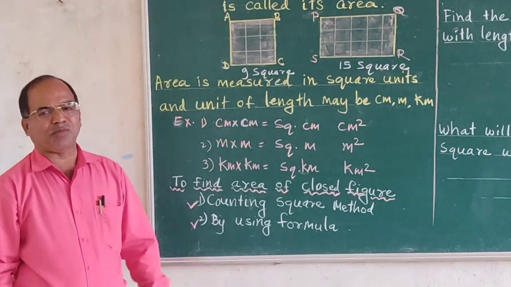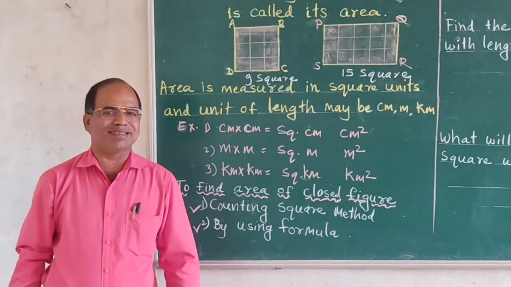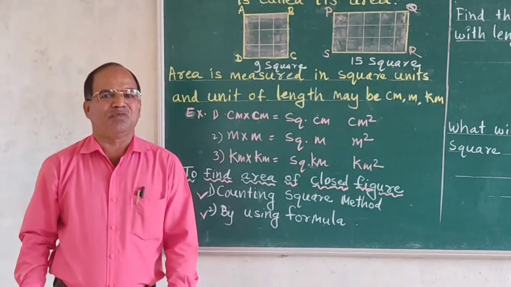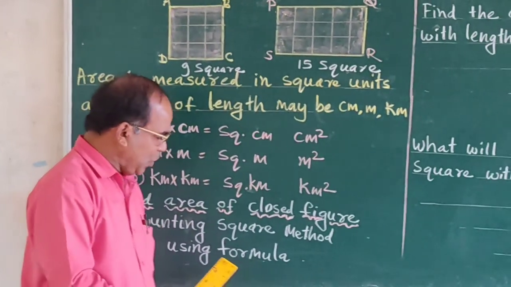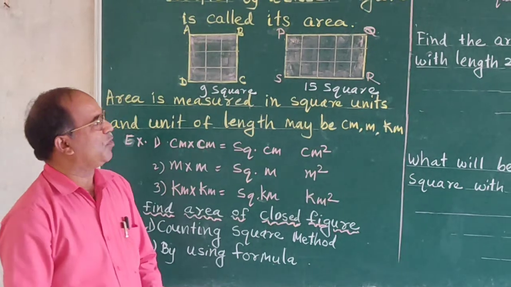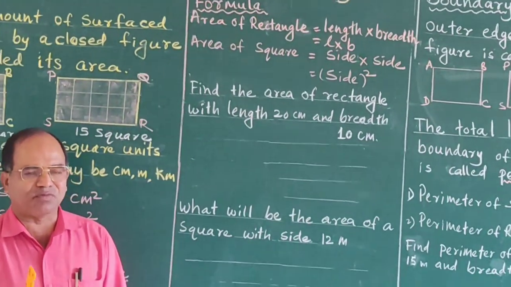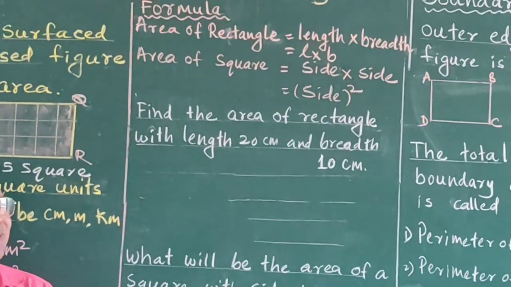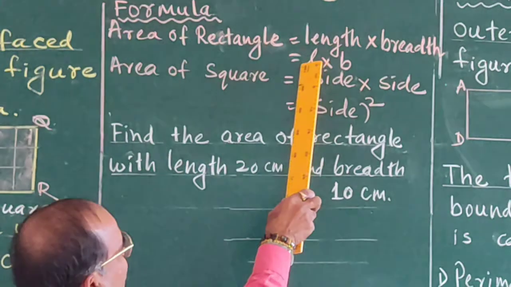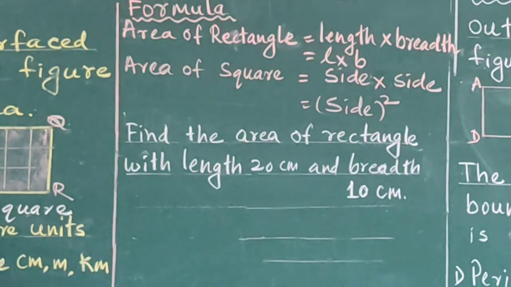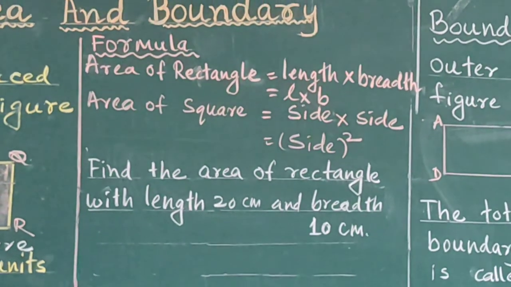Then by using a formula: we have discussed this method with the help of figures, a rectangle or triangle, but here we will use the formula. The formula for the area of a rectangle is length into breadth, or it is also written as L into B. So area of rectangle is equal to L into B.